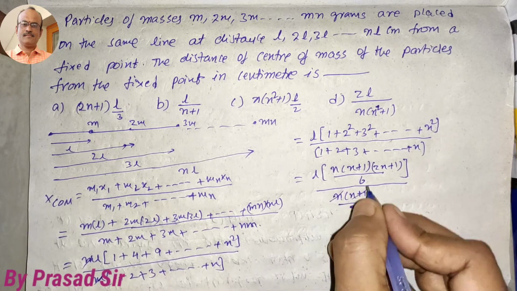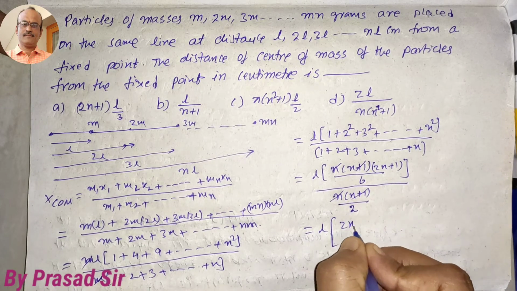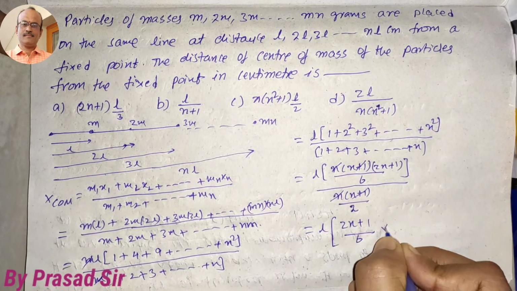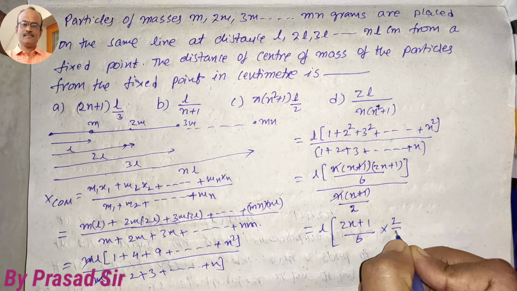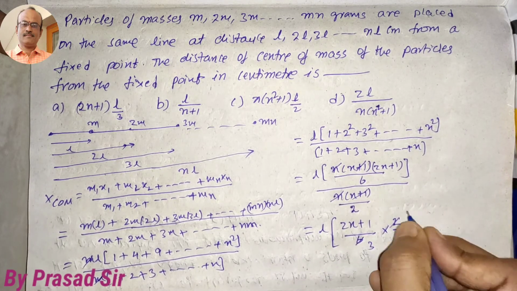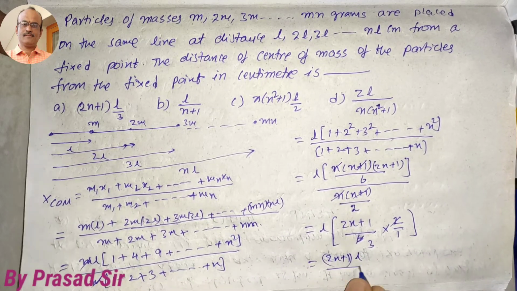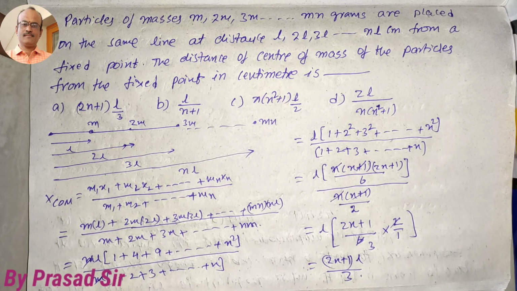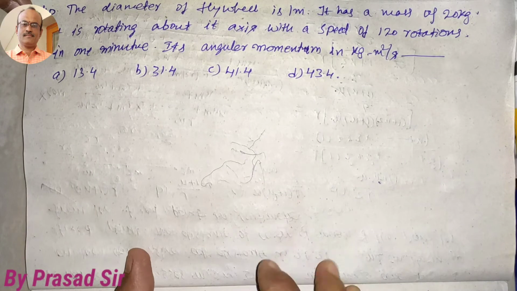So here n plus 1, n plus 1 cancel, L as common, 2n plus 1 divided by 6 into 2 by 1. So here 2 cancels with 6, leaving 3. So here 2n plus 1 into L divided by 3. So which option is correct here? 2n plus 1 into L by 3 is correct. Option A is correct. Now the question number 40.